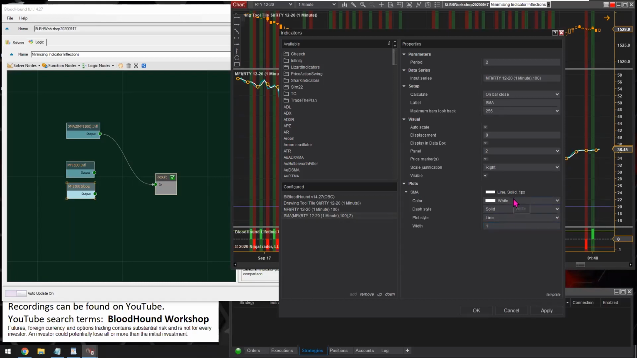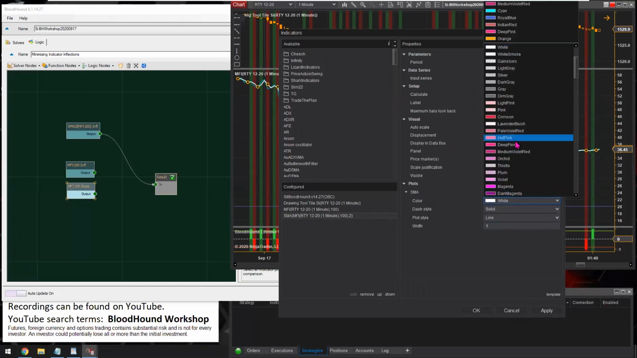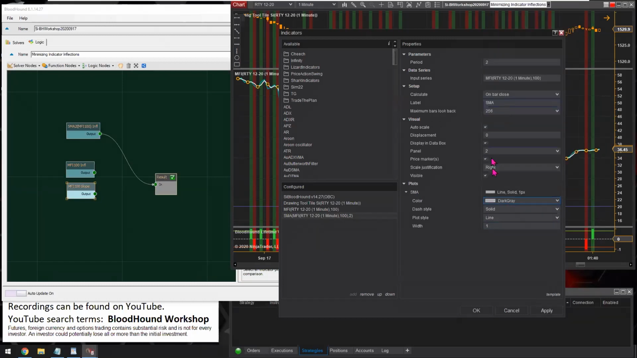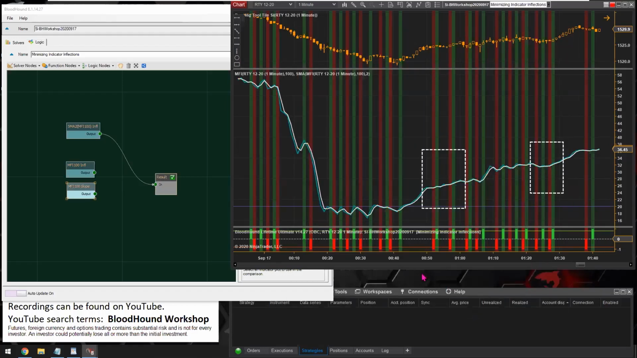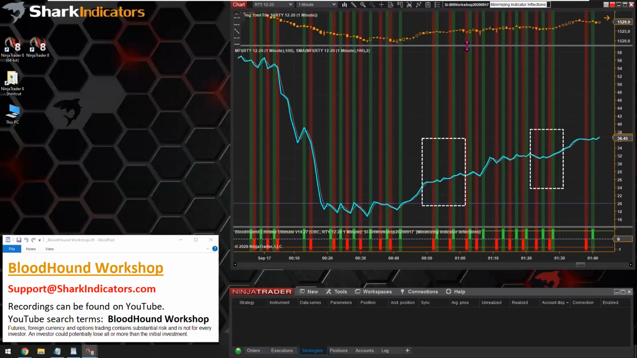I want to fade the SMA kind of back into the background here. So there we go. Let's make that a little dimmer. And let me make the MFI a little brighter. There we go. Let's make it cyan.